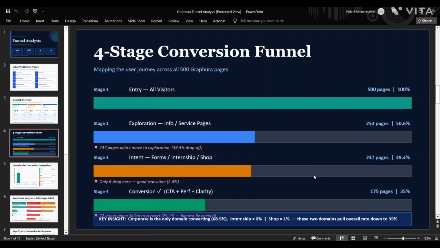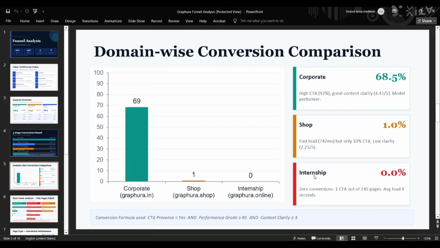The key finding here is that corporate alone is achieving a 68.5% conversion rate, internship is at 0%, and shop is at 1%. These domains are pulling the overall rate down significantly.